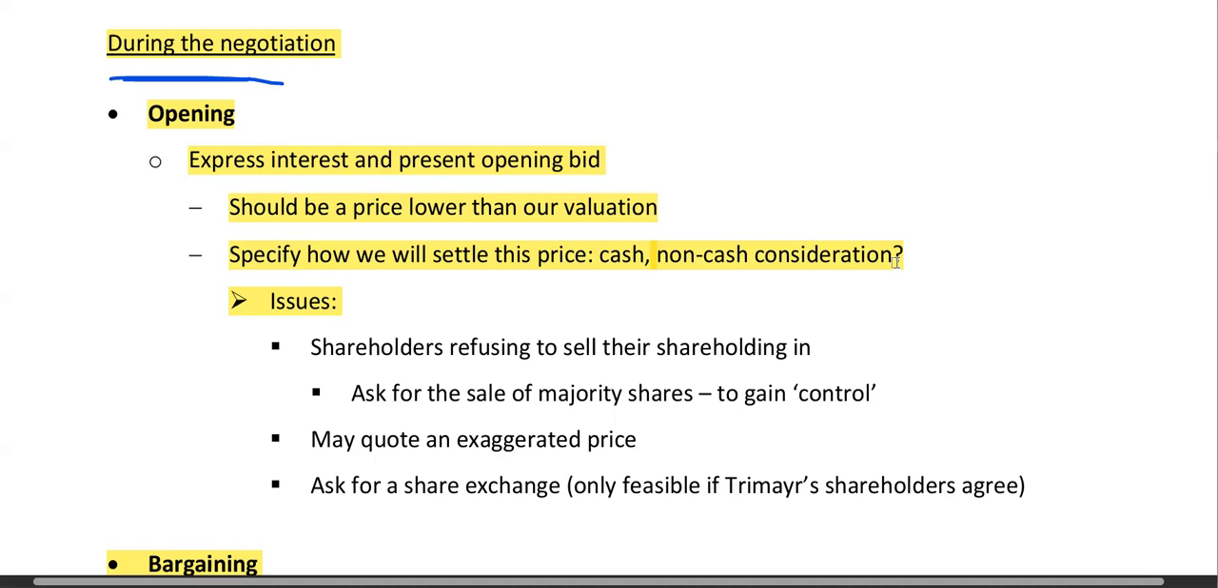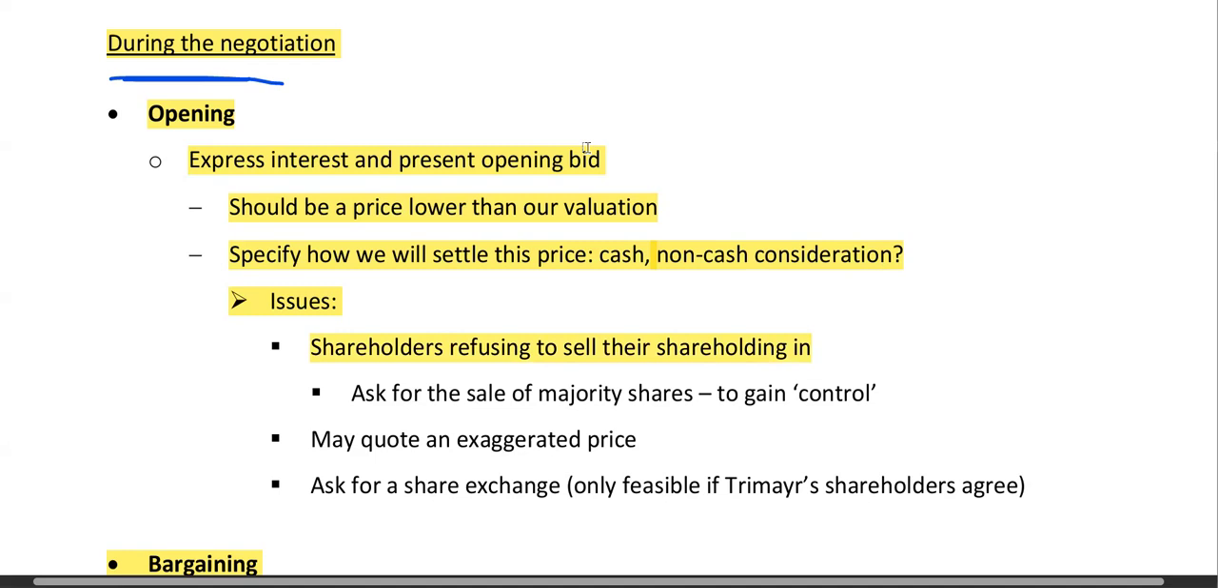Now, obviously, as soon as we open the negotiation, we could be faced with some issues. The worst thing that could happen is the shareholders refusing to sell their shareholding in the company right away. And that can happen, and that could be bad news. But let's assume that they are willing to negotiate.